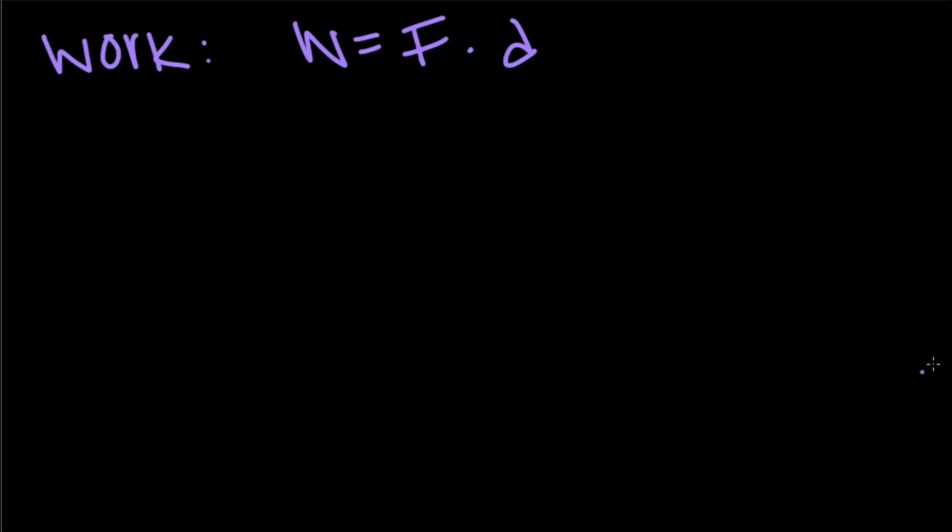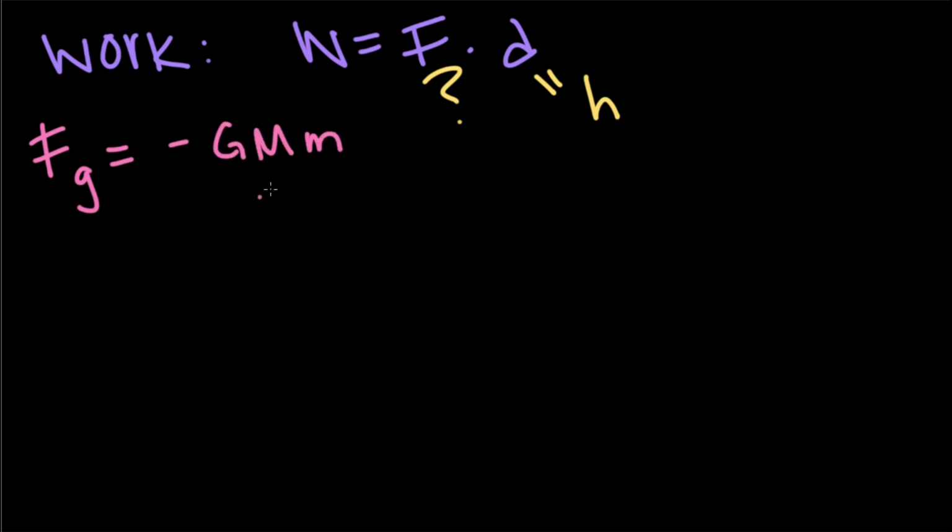Okay, so we know about work. Work is a force times a displacement. Now in this case, the displacement is how high that object is above the surface of the Earth, which we will call its height. So what about the force? Well, this force is going to be the force due to gravity, and we know thanks to Newton that the equation for this force is -GMm over r squared.